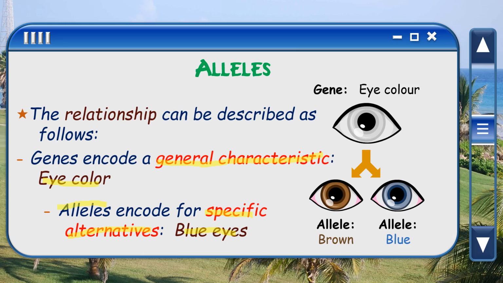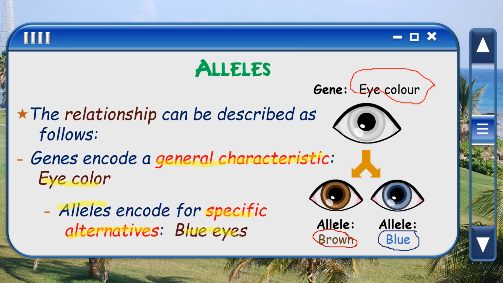Now, if we look at eye color, we are talking about the gene. But when we go deeper and specify blue color, now we are talking about an allele. The gene is the eye color, the allele is the blue color, or we can say brown eye. Eye color is the gene, and the brown eye now becomes the allele.